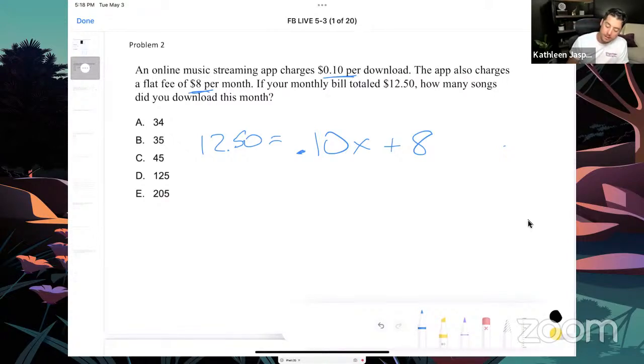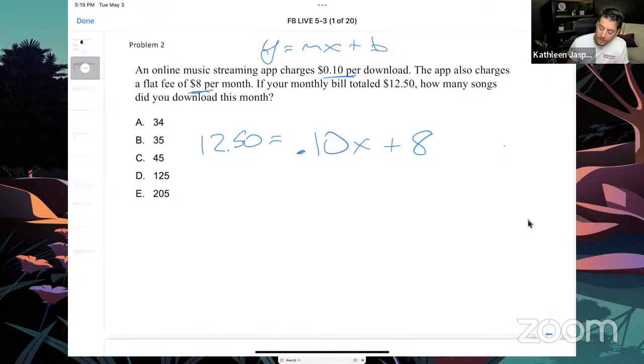So whether it's your downloads, or you've got a gym membership and it's months, or anything in that nature, you're essentially doing what we just did in the problem before. You're finding the equation of the line. So at $12.50, I've got 10 cents per download plus my $8 fee. This $8 fee never changes. Whether you have 1 song, 0 songs, or a million songs, you're always paying that $8 fee, right? And that's it. That's the one-time fee.